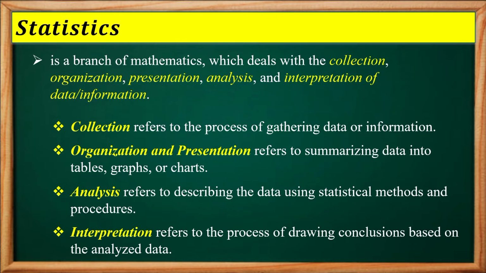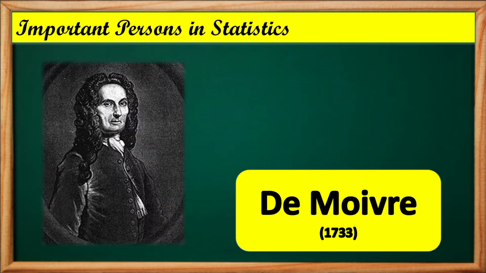Yan ang statistics. Unang-una, collection. Pangalawa is organization and presentation. Then pangatlo, analysis. Then pang-apat is interpretation. Okay, now, we have the different important persons in statistics. Unang-una, meron tayo si De Moivre o Abraham De Moivre.